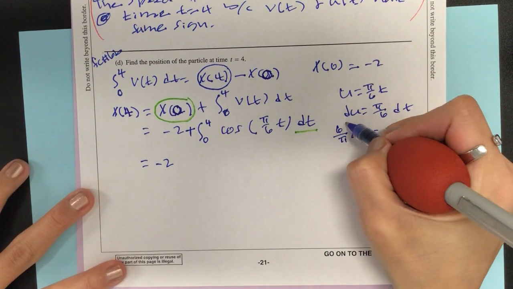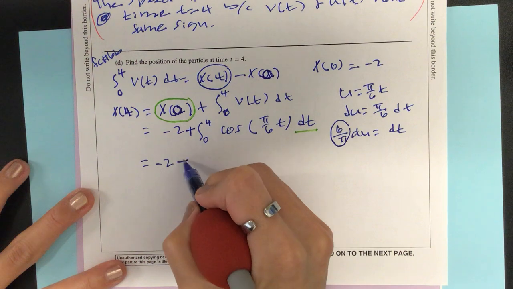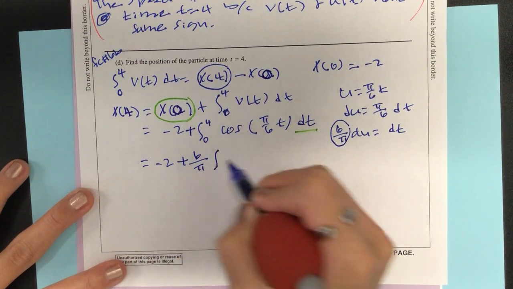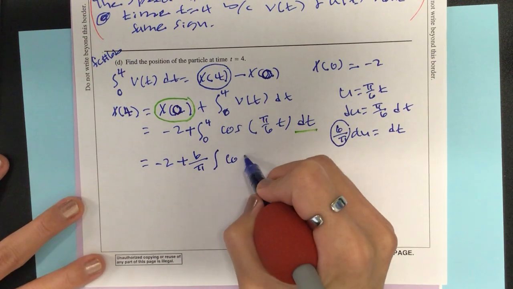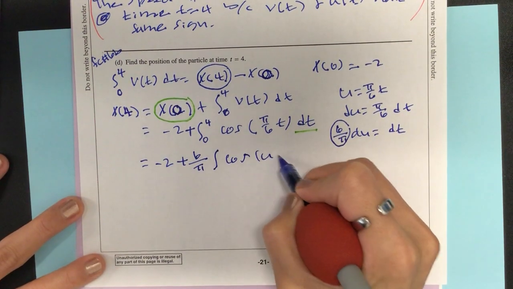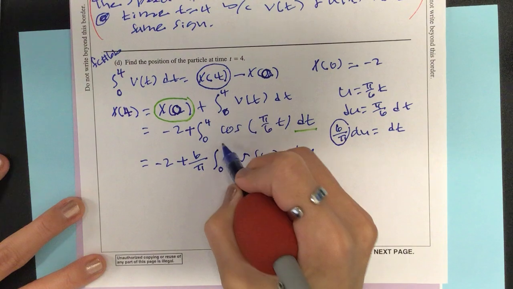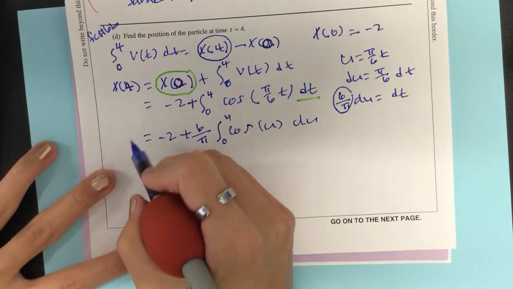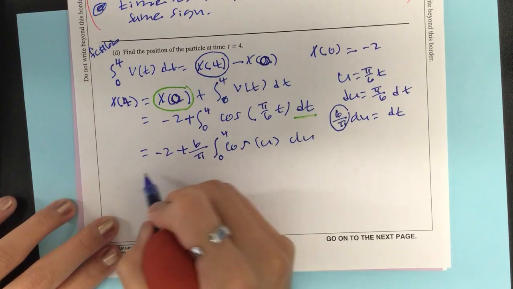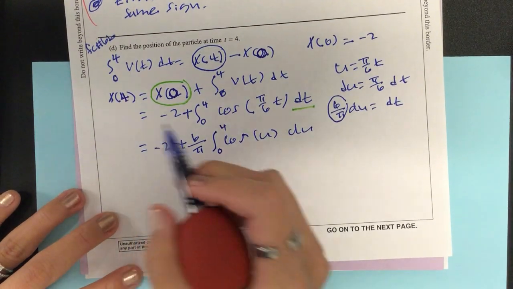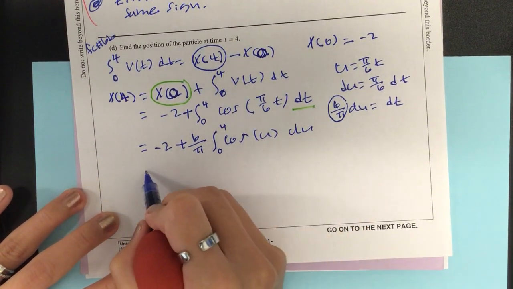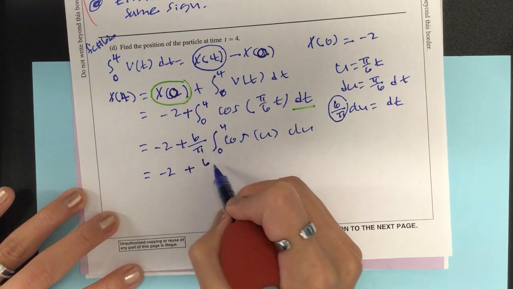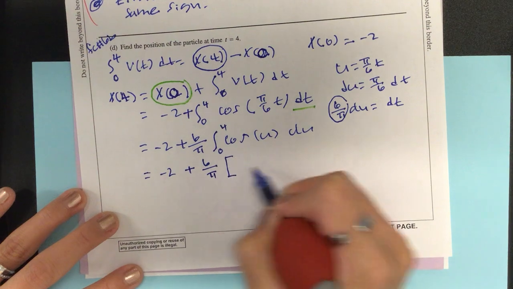All right, thanks. Let's take out this constant outside of the integral. So we have 6 over pi, and then we have the integral of cosine of u du, and we're at 0 to 4. Now let's integrate. What is the integral of cosine? Negative sine? Is it negative sine? Positive sine. Very good. So we have negative 2 plus 6 over pi, and then open up your bracket.